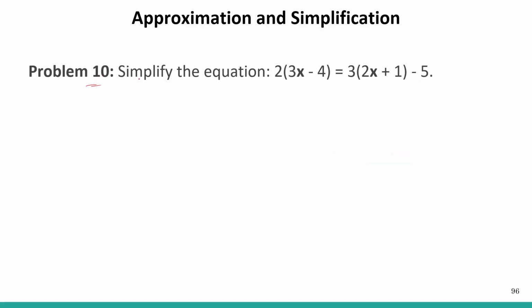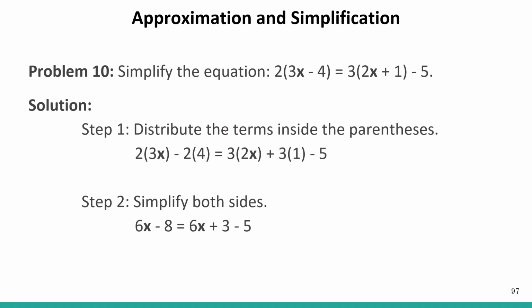Let's see problem number 10. Simplify the equation 2 into (3x minus 4) is equal to 3 into (2x plus 1) minus 5, right? Distributing the terms inside the parenthesis, 2 into 3x minus 2 into 4 is equal to 3 into 2x plus 3 into 1 minus 5. So it will be equal to what? This implies that 2 into 3x is equal to 6x.